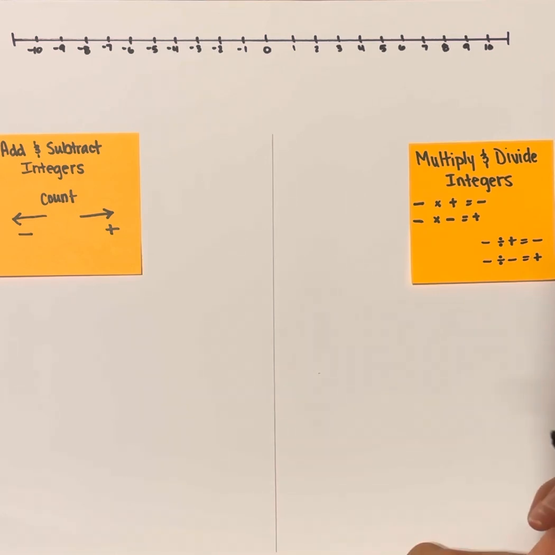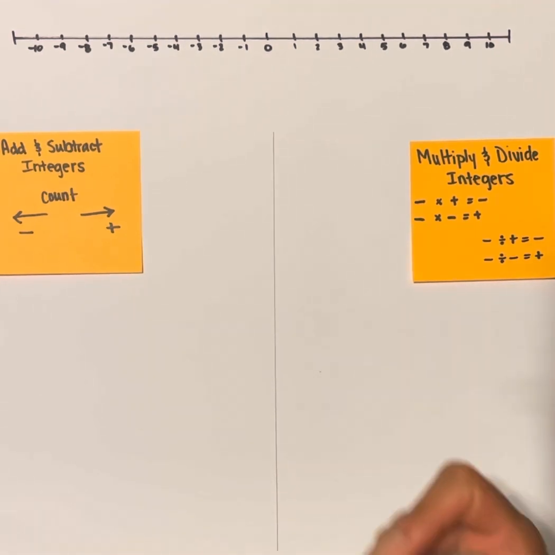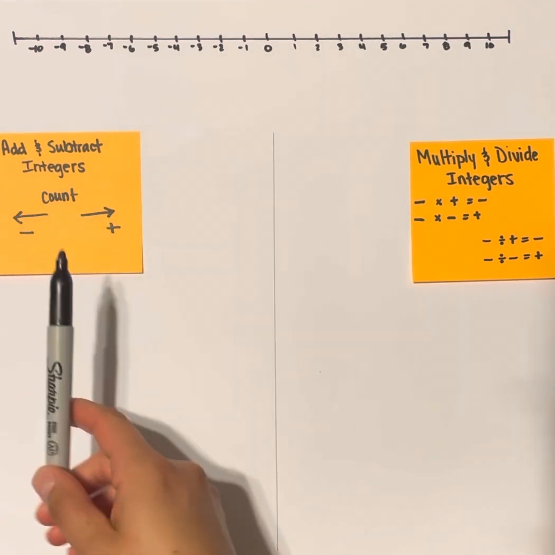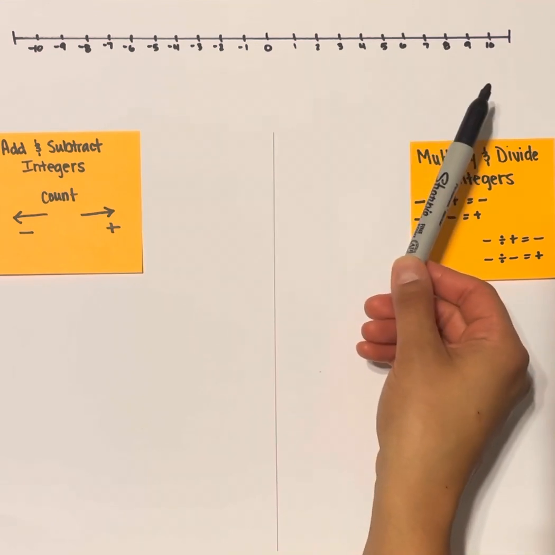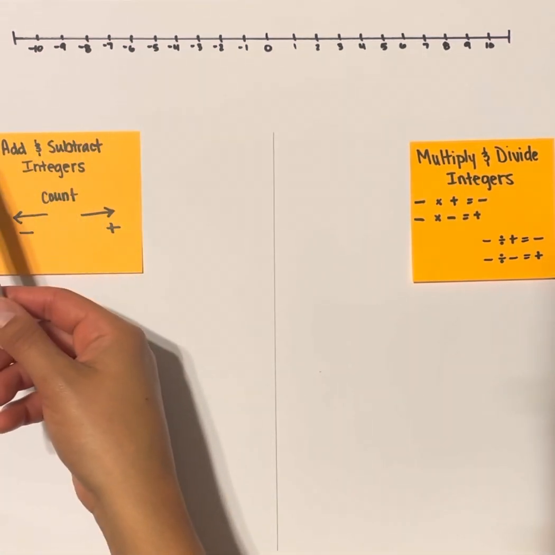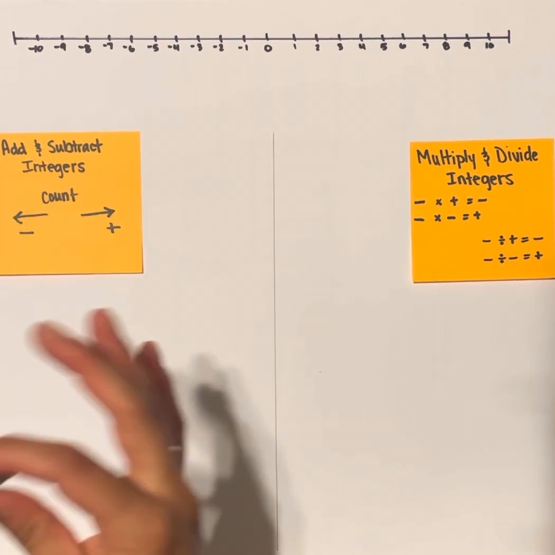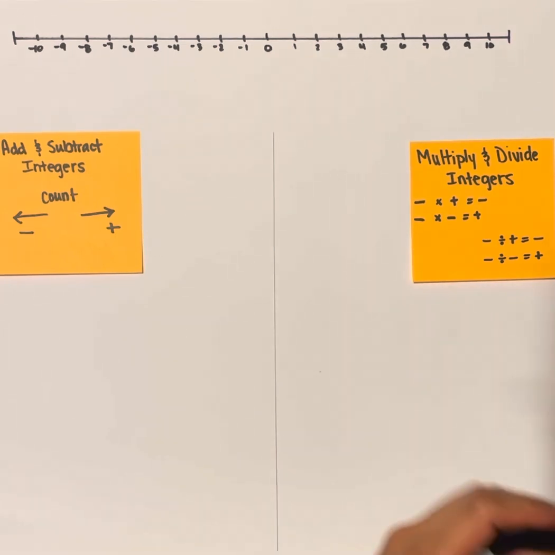Okay, so adding and subtracting is a lot like counting on a number line. So when we add, we count to the right, where the positive numbers are. When we subtract, we count to the left. There's a few special cases when you're subtracting negatives or adding negatives that might throw you off, but I'll show you those examples, okay?